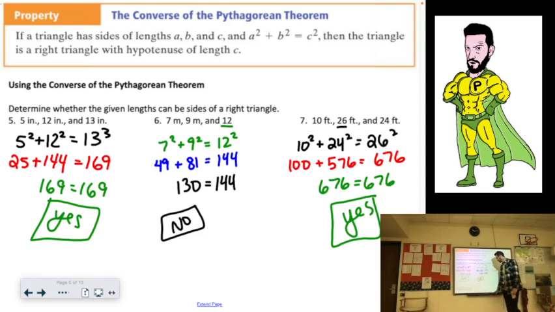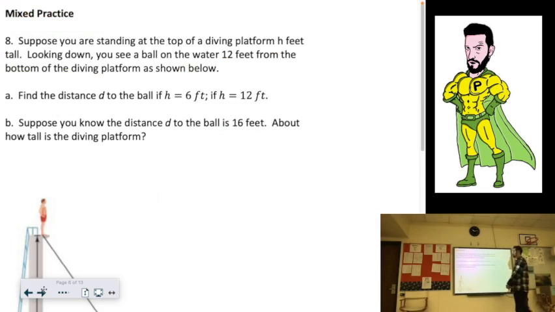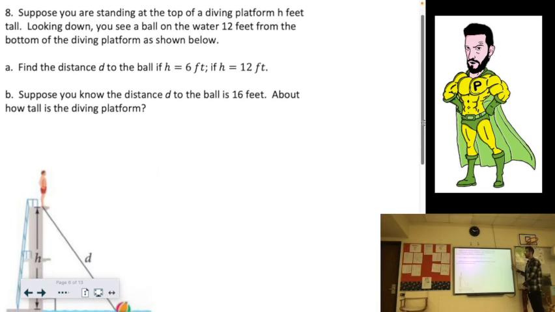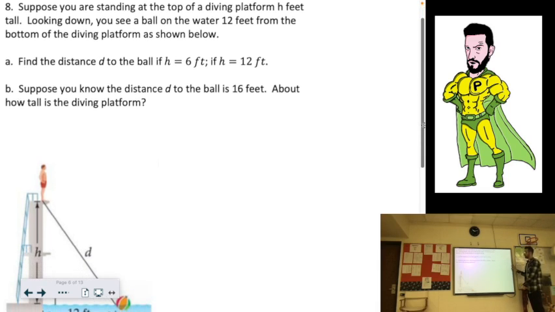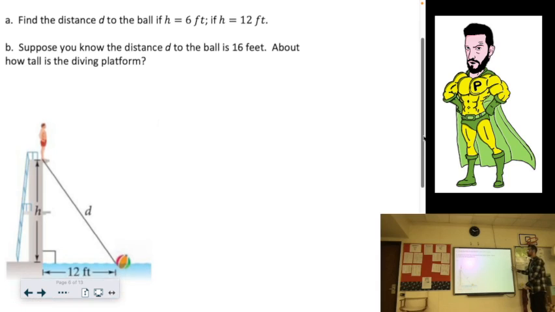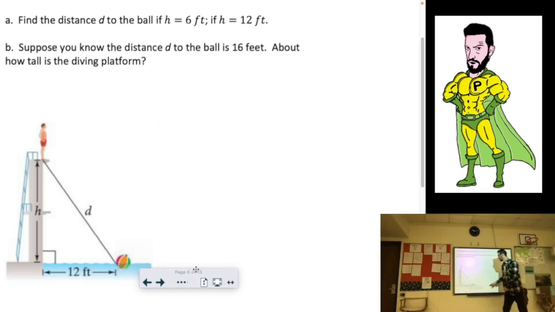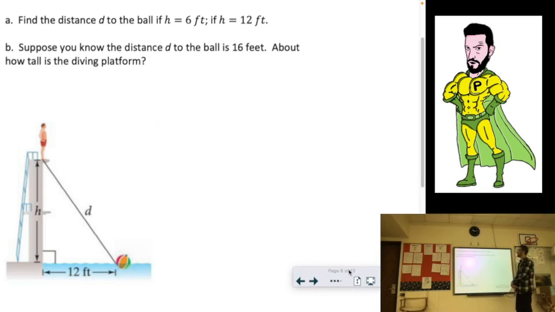All right. I think we got some tough word problems, and then we're wrapping up here. Suppose you're standing at the top of a diving platform, h feet tall. Looking down, you see a ball on the water 12 feet from the bottom of the diving platform, as shown below. Find the distance d to the ball. Let me move this out of the way. So we're searching for d if the height is 6 feet and if the height is 12 feet.